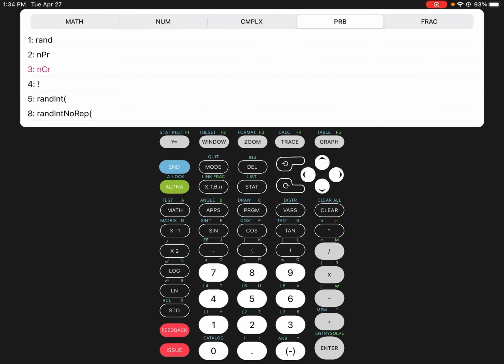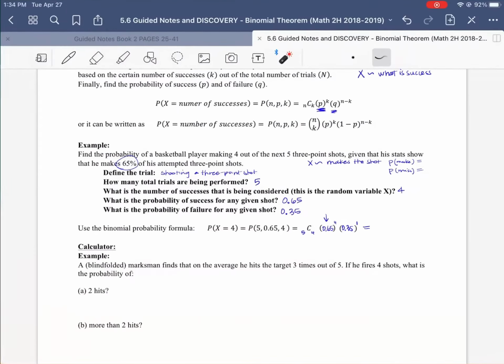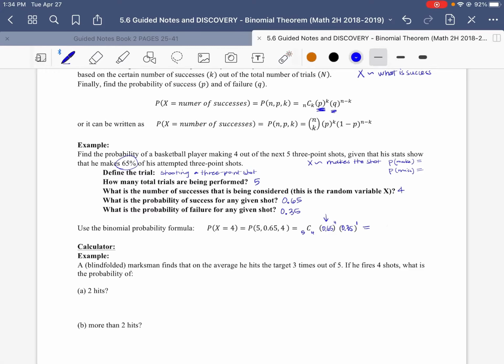We start by going to Math, over to Probability, to the choose function we practiced in the last video. We enter 5 choose 4. Then we put in 0.65 and raise it to the 4th power. Then we put in 0.35 and raise it to the 1st power, or it can stay as is. When we push enter, that gives us 0.312. I'm going to round to at least 3 decimal places. So the probability that he makes 4 out of the next 5 shots is 31.2%, or 0.312.